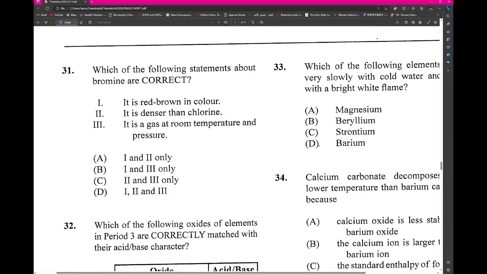Which of the following statements about bromine is correct? It has a red brown color, right? It is denser than chlorine and it's more of a volatile liquid, so I won't say it's just a gas at room temperature. Technically it is. Technically it's between both. We most likely describe it as a liquid.